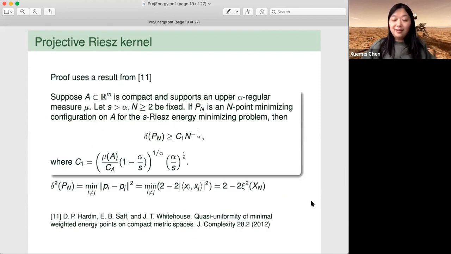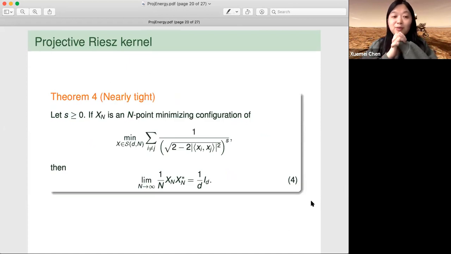Okay, so the next one would be the nearly tight theorem. Remember, I want two things: I want separation, and I want tight or nearly tight. So we can sort of get that too.